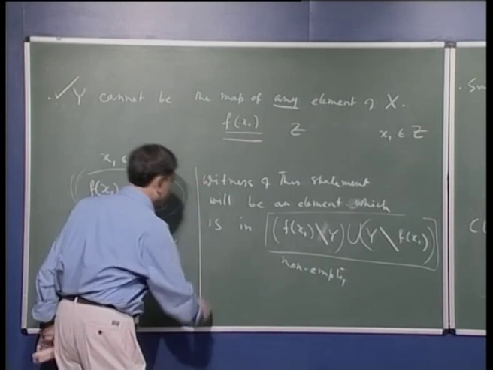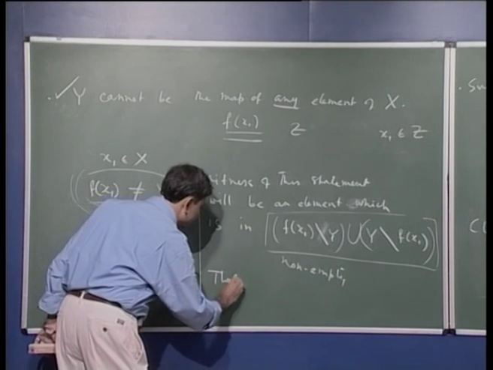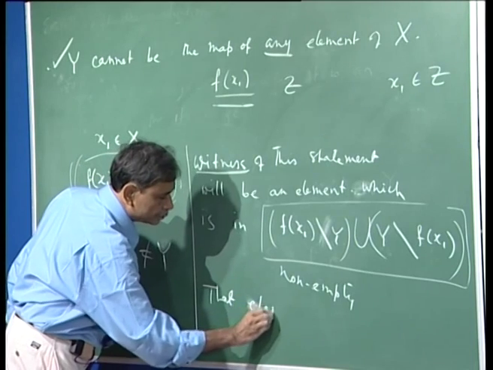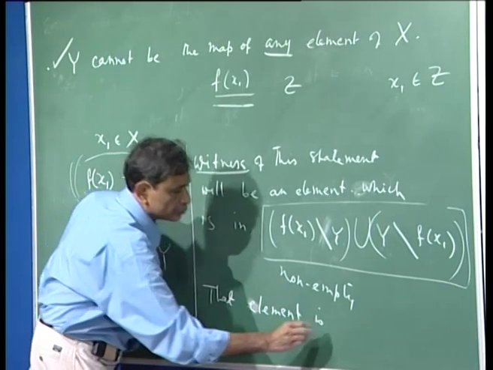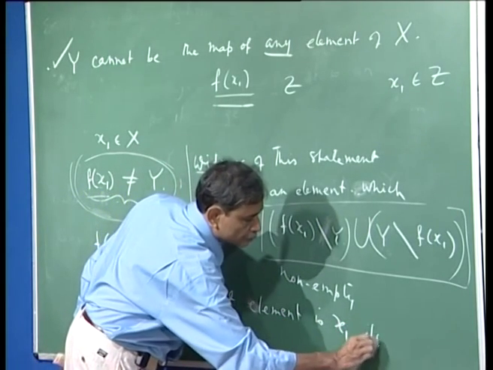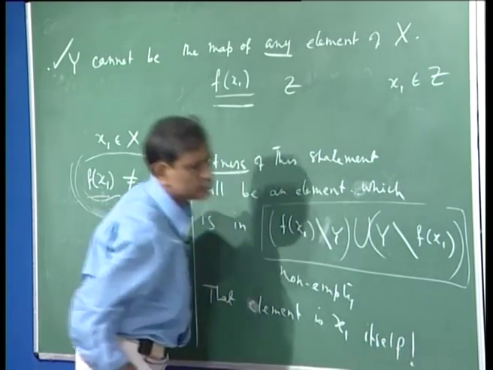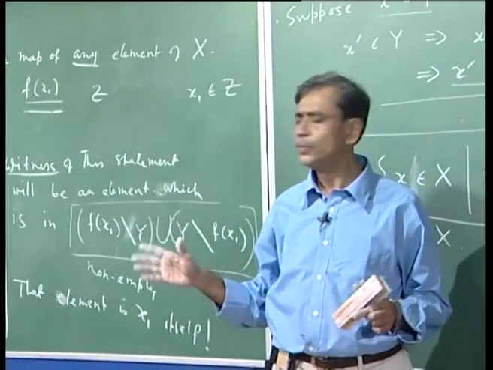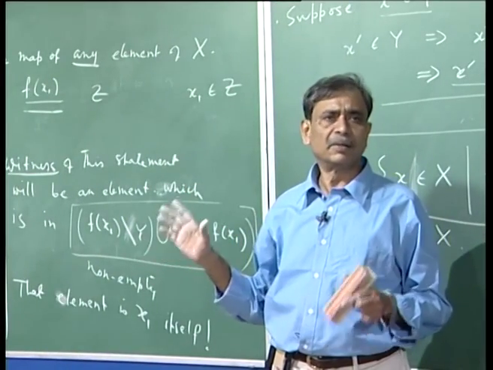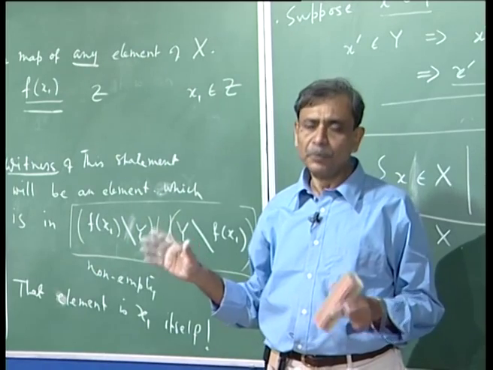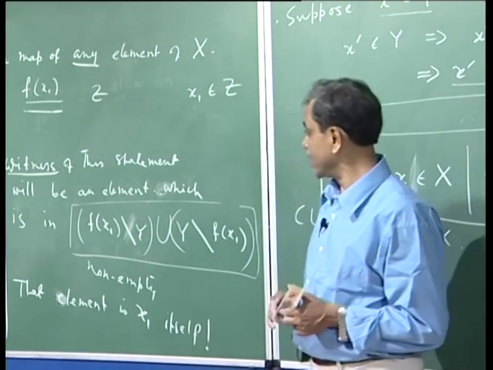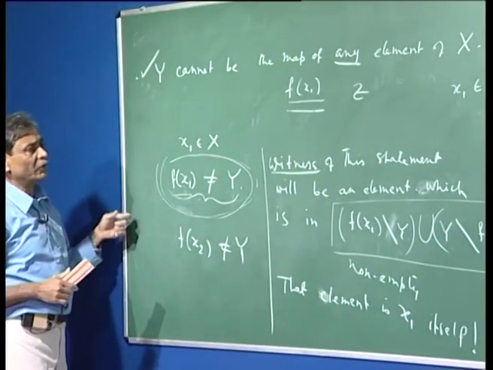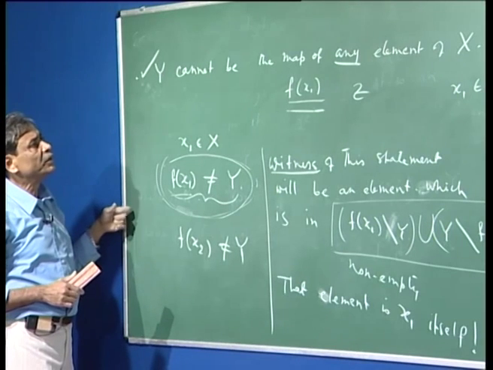So, let me just complete this: in this case, that element is the witness. Okay. So, this is an example of a diagonalization proof. This is a fairly complex proof if you are seeing it for the first time. And it makes a very powerful statement, at least this particular example proof of diagonalization.